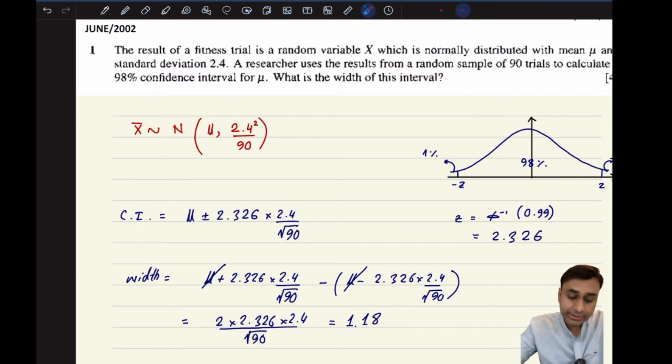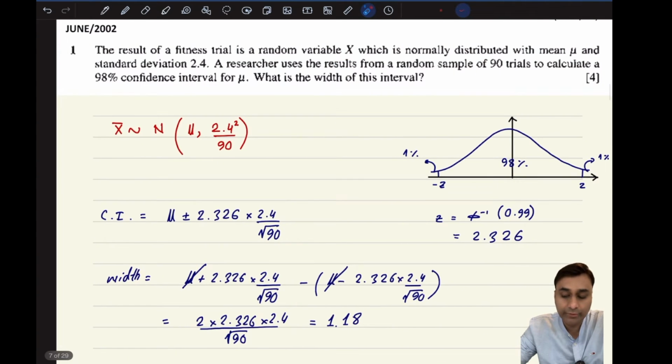A question says the result of a fitness trial is a random variable X, which is normally distributed with mean mu and standard deviation 2.4 squared. So I know the original population variance, which will be 2.4 squared. A researcher uses the results from a random sample of 90 trials to calculate a 98% confidence interval. I don't know mu, but you will see later on that it does not matter. I need to find the 98% confidence interval.